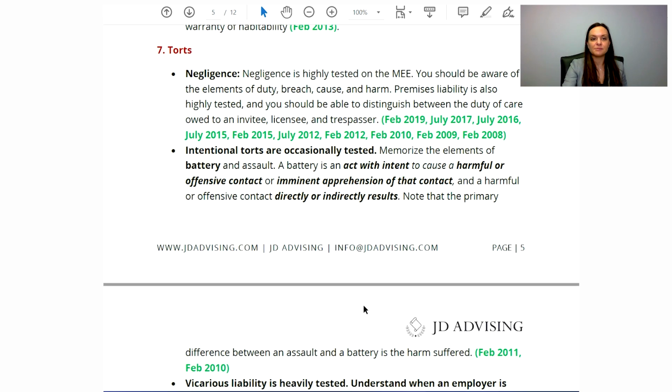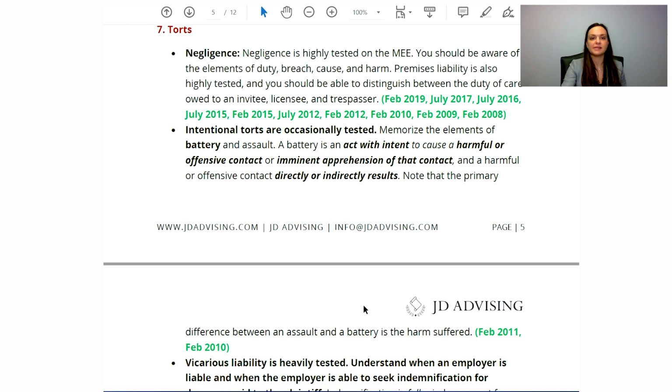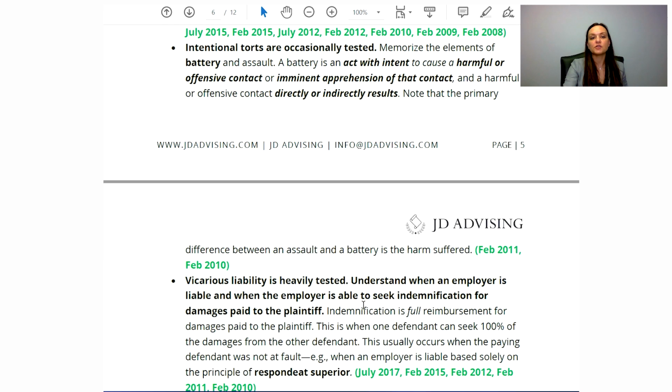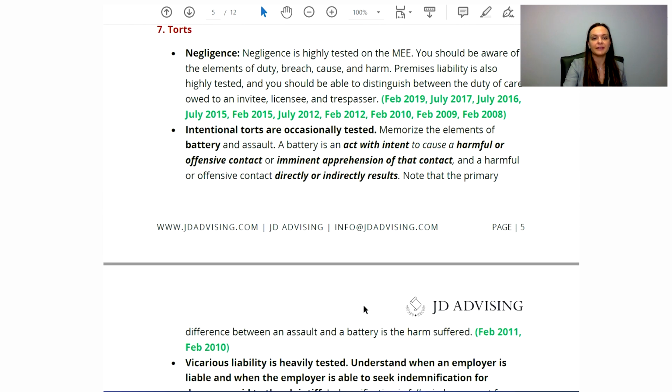Turning to our next subject, torts. The topics that they like to test within this subject are negligence, and negligence by far is the most highly tested topic within torts. Occasionally they test intentional torts, and then they like to test vicarious liability. So first I want to discuss negligence briefly.